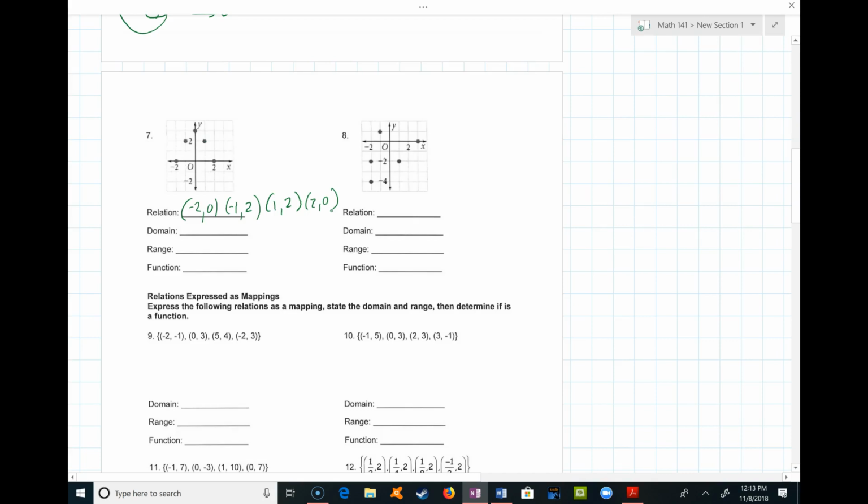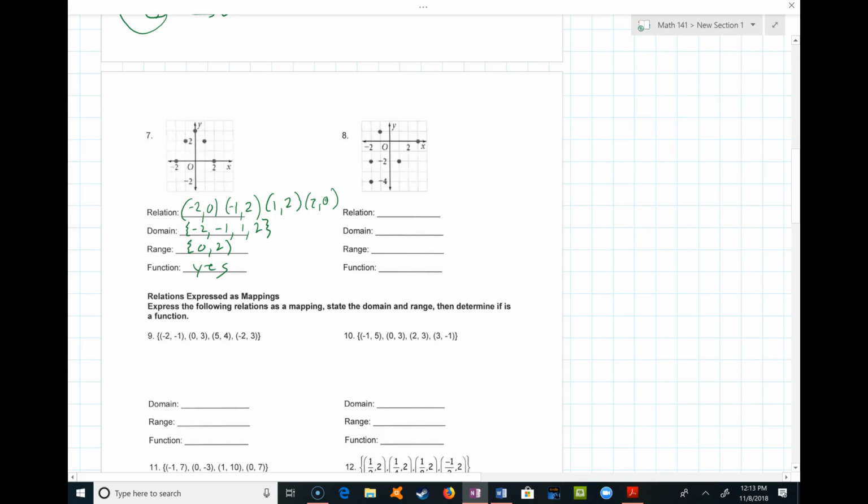And so the domain would be negative 2, negative 1, 1, and 2. The range would be just 0 and 2. And this is a function because negative 2 is only connected with 0 and nothing else. Negative 1 is connected with 2 and nothing else. 1 is connected with 2 and nothing else. And 2 is connected with 0 and nothing else.